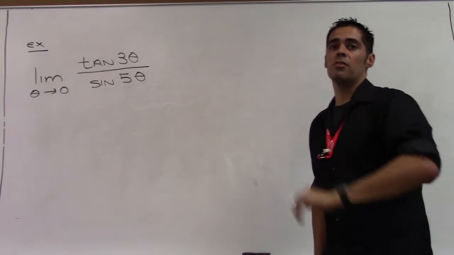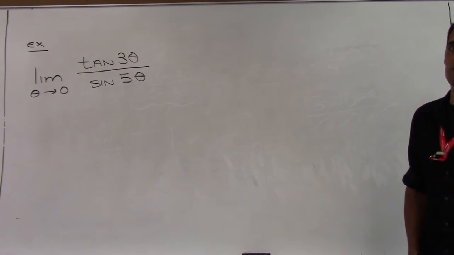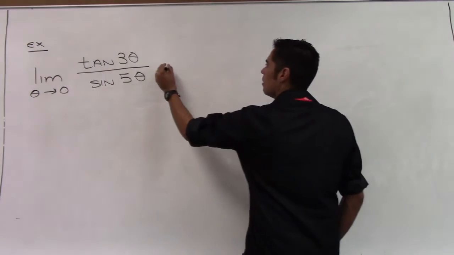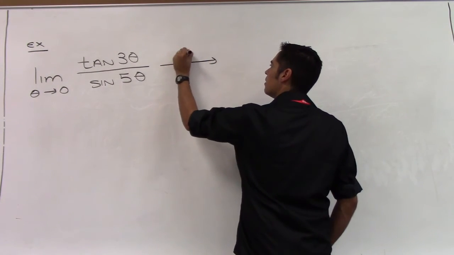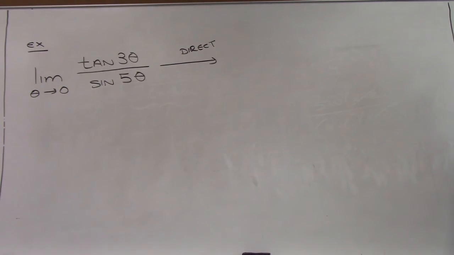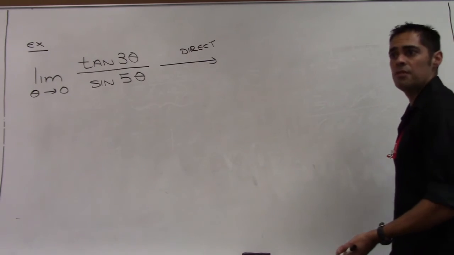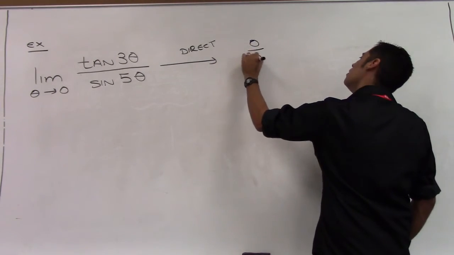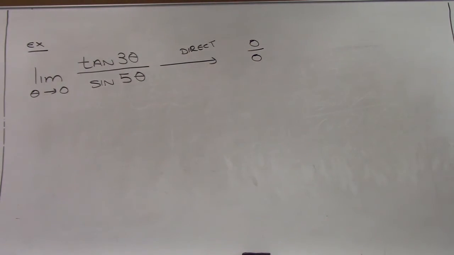Direct substitute first, right? Always start with direct substitution. What happens if I just directly substitute and replace all my thetas with zeros? You get tangent of 0 over sine of 0, right? Tangent of 0 is 0, sine of 0 is 0, so you get 0 over 0, which means that you need to do some work.